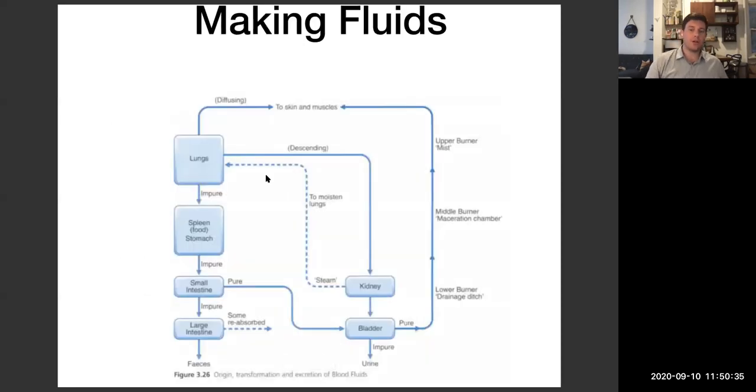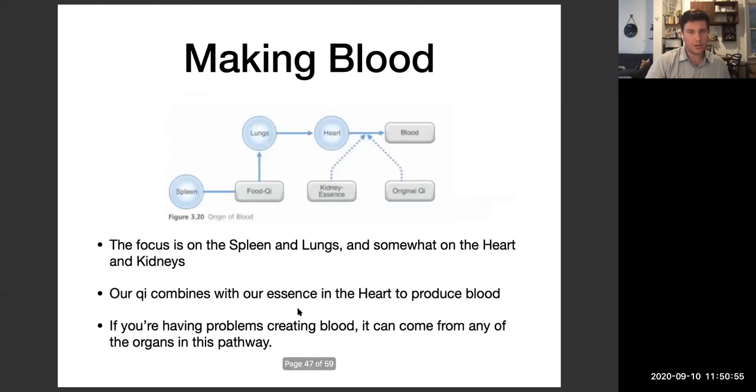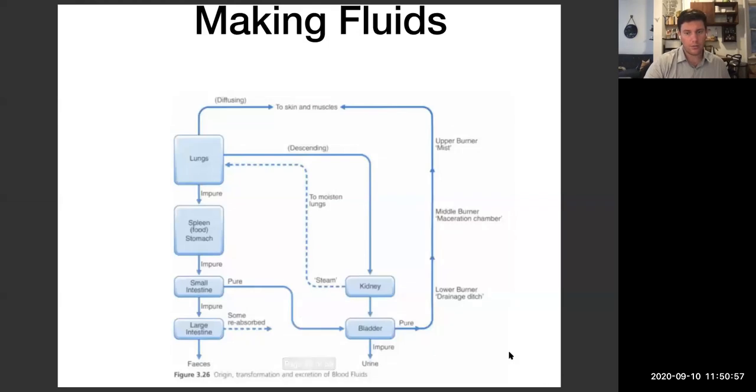The fluids chart has a couple problems with it because this is really origin, transformation, and excretion of body fluids, but they didn't really get the origin part correctly. But still, this is a pretty good way of understanding it. I'm going to repeat here. I expect you to know this chart for the midterm. And there'll be a midterm review, so don't worry too much about taking notes right now.